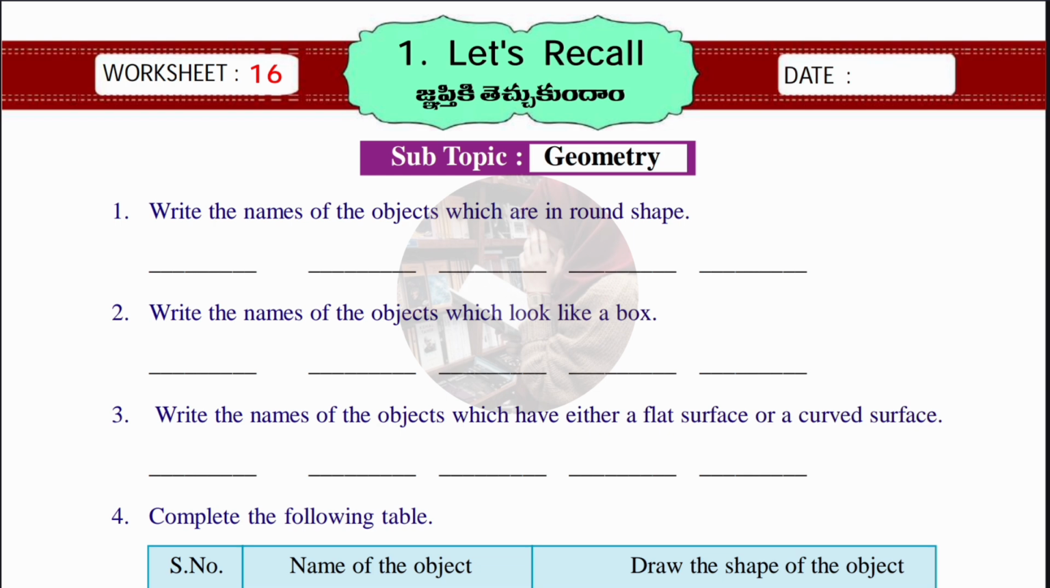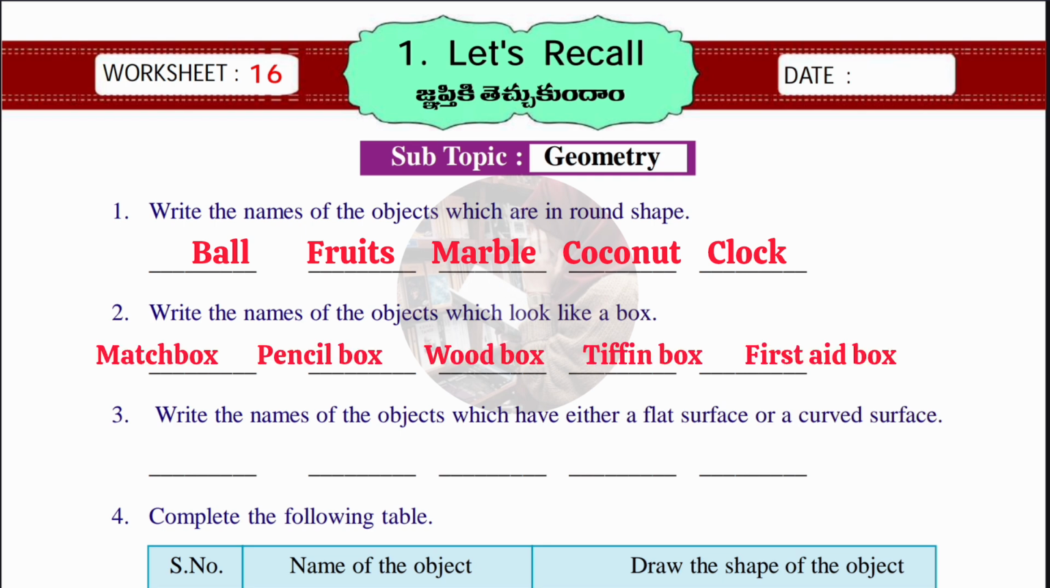Okay, now we'll move to the next worksheet, that is worksheet number 16. Here the subtopic is geometry. Okay, so first one is write the names of the objects which are in round shape. Those objects we have to write down. First one is ball, second one some fruits, then marbles, then coconut, and clock also is round in shape, right? So second question is write the names of the objects which look like a box. Okay, so answer is matchbox, pencil box, wood box, tiffin box, first aid box.